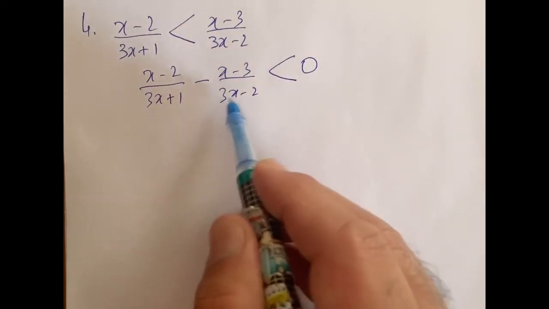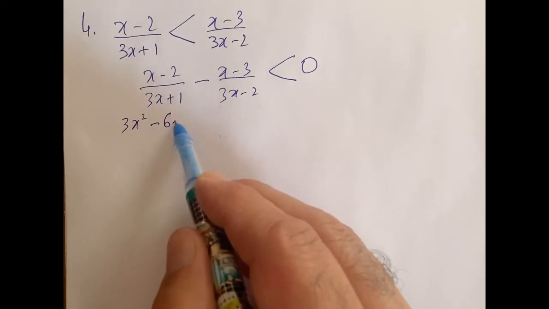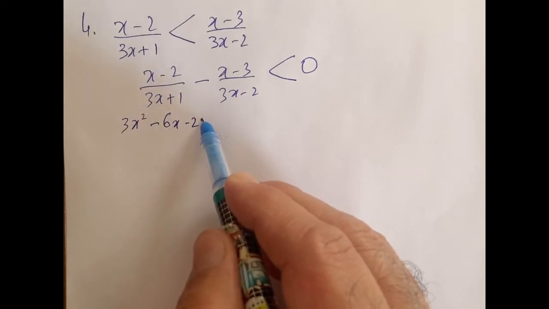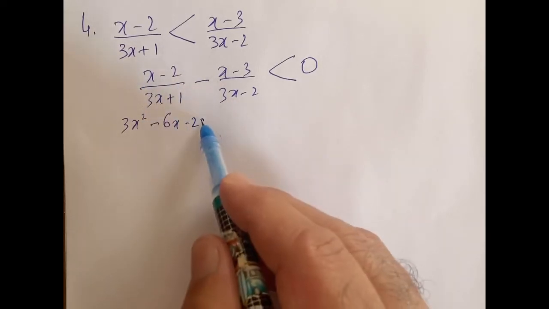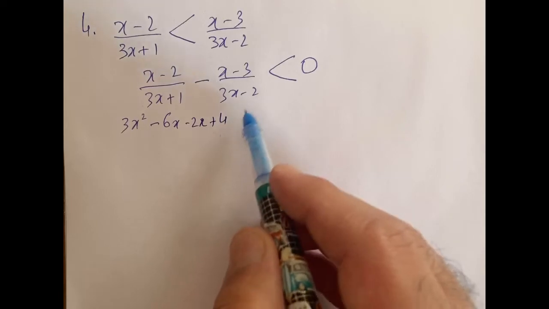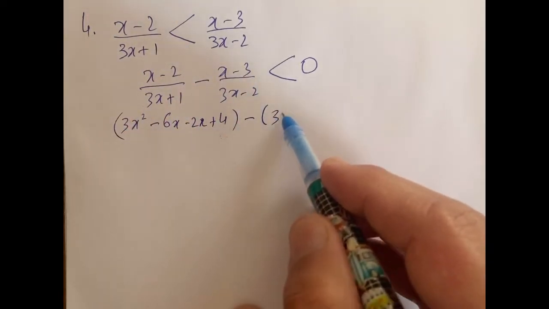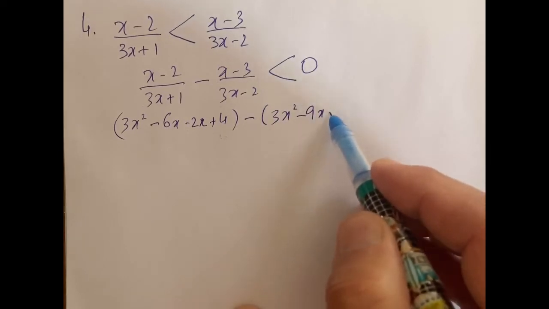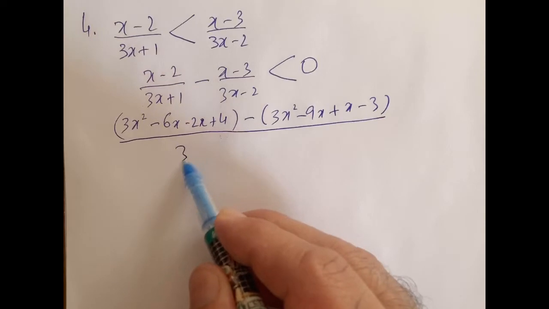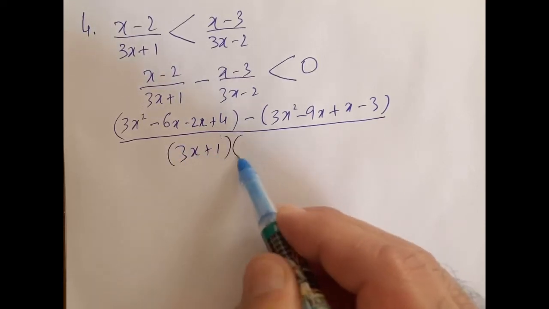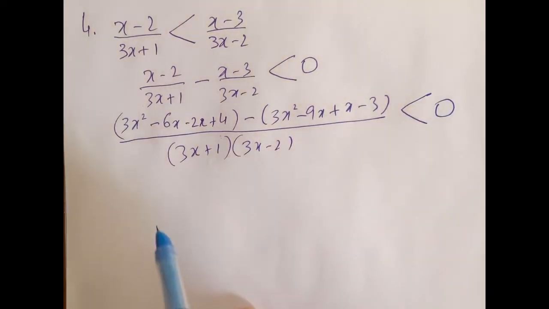Simplifying left hand side, 3x minus 2 into x minus 2 is 3x square minus 6x minus 2x, and plus 2 into 2 is 4, minus this product, this is 3x square minus 9x plus x minus 3, and divided by 3x plus 1 into 3x minus 2, this is less than 0.